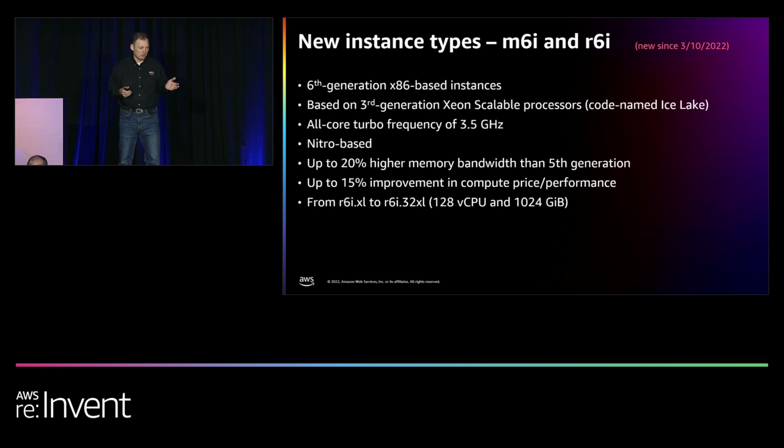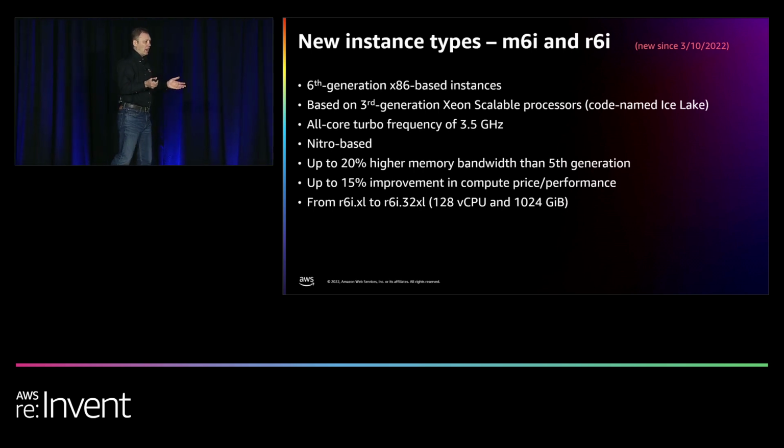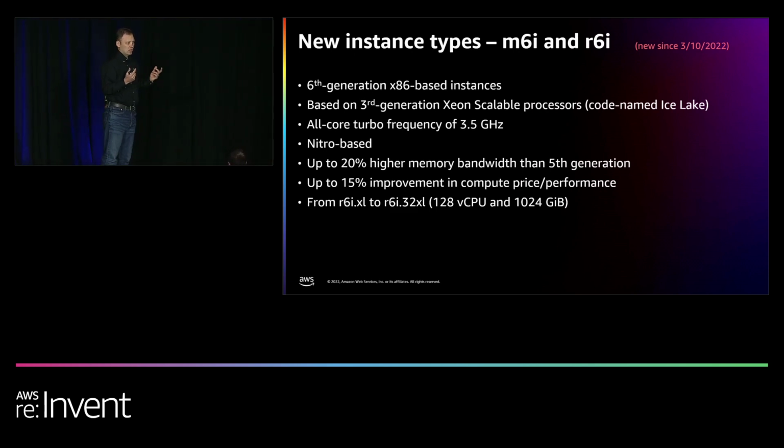I will just add that the HammerDB tests that our folks have done just recently support all these numbers. And I would even say these numbers look on the conservative side. I think if you are currently using something like R5 or M5, please take a look at these instances. I think you will be very pleasantly surprised. All right.